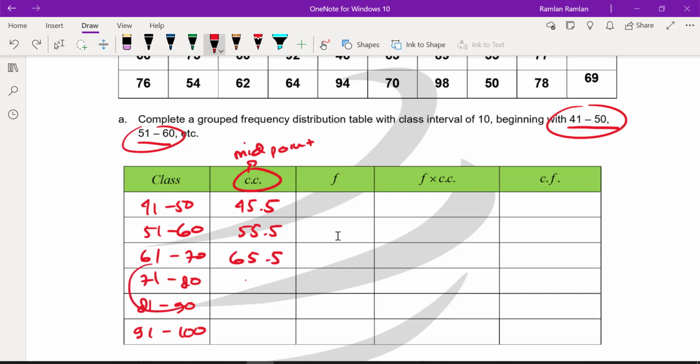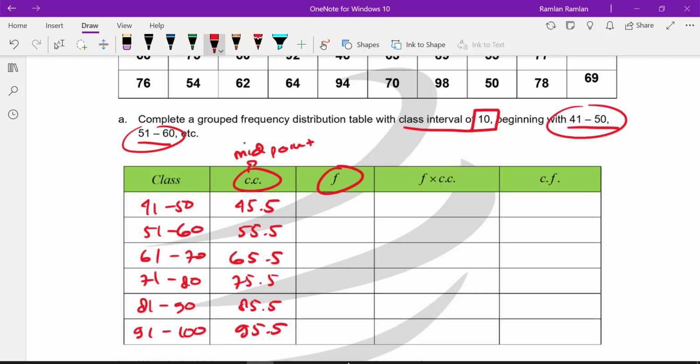You can see you don't have to do that continuously, adding these 2 numbers and dividing by 2, because we have a pattern here. Every time you go down, you add 10, because the class interval is 10. So just add 10 every time you go down. This is going to be 75.5, this is going to be 85.5, and the last one will be 95.5. Okay, so that is for filling the class and the center class, or the midpoint.